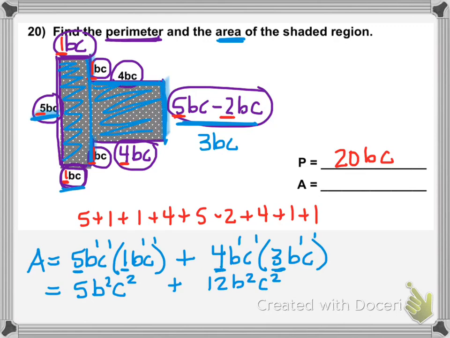B squared and c squared are in both of them, so these two terms are like. So we're just going to add the coefficients. 5 plus 12 is 17b squared c squared. Now this one was a little bit tougher, but as long as you get the basic idea, multiply the coefficients, add the exponents when you're multiplying. All right, bring me your questions, and I'll see you later.